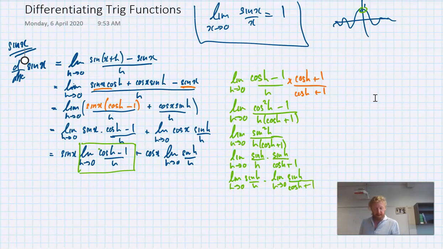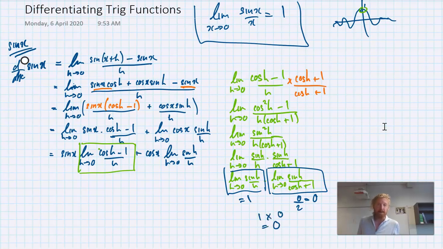Now, this I know is 1. Again, he's popped up. This, I can just sub my h as 0 in. That's fine, because I don't get 0 on the bottom. Sine of 0 is 0, cos of 0 is 1, plus 1 is 2, but 0 on 2 is 0. This thing now becomes 1 times 0 equals 0. So that whole big long thing was just so I could say that this guy here is 0.